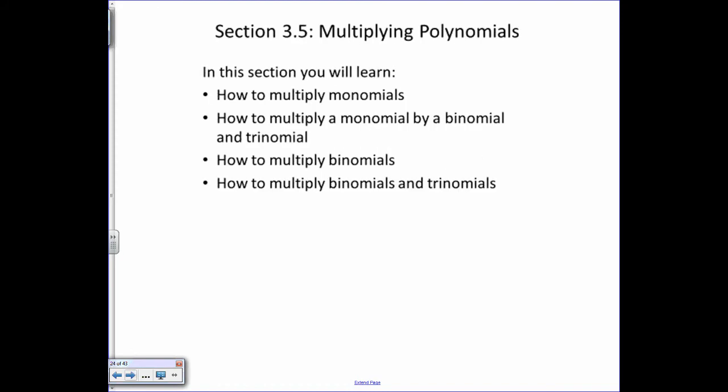In this section, you're going to learn how to multiply monomials, how to multiply a monomial by a binomial and a trinomial, how to multiply binomials, and then how to multiply binomials and trinomials. The process for all of these things is very, very similar, and so we're just going to go through some examples.